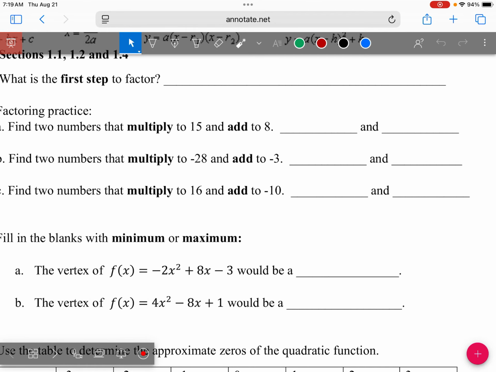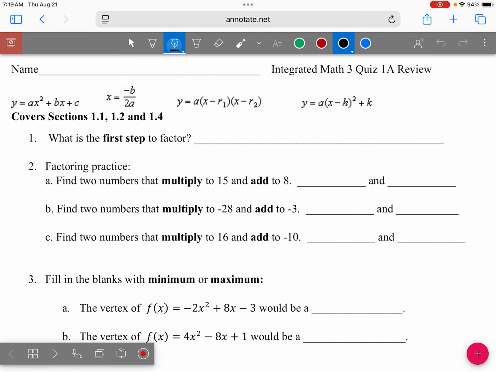Good. All right, first step is look for greatest common factor. And I'm going to tell you that we ask that same question so many times. You'll probably see it on the final, every test. You're going to see that.